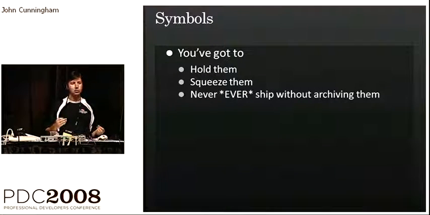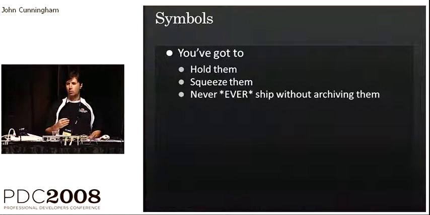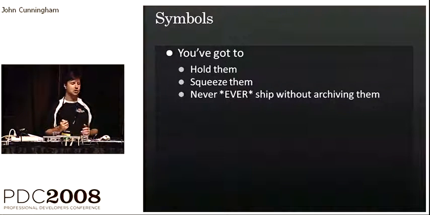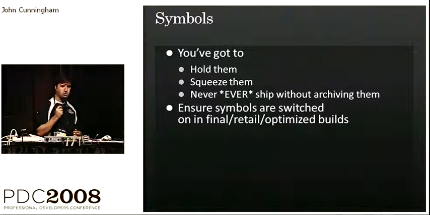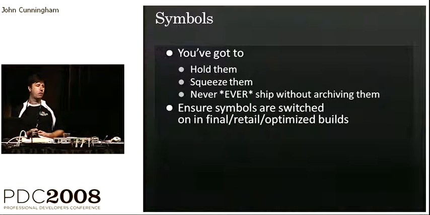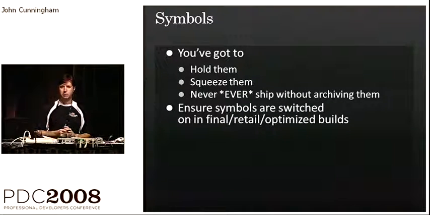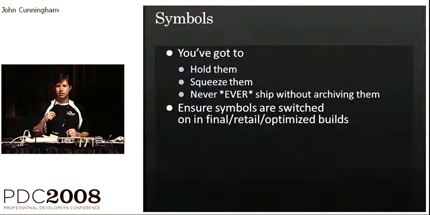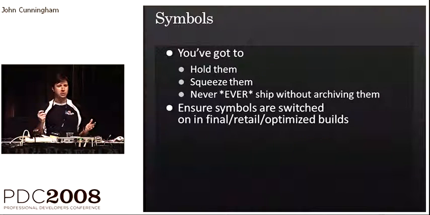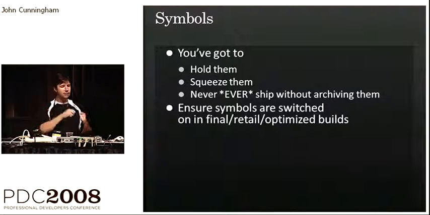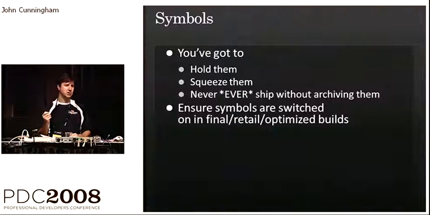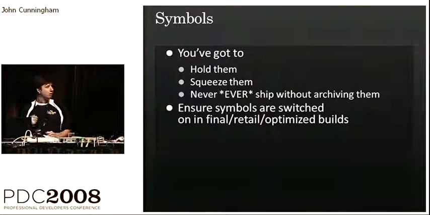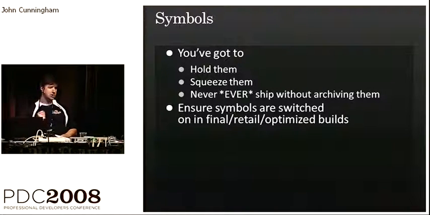If you've shipped your app and you don't have symbols for it, you're in for a world of hurt trying to diagnose any particular issue. A debugger is only as good as the symbols that you provide it. Always make sure that symbols are switched on for final and retail optimized builds. So a common complaint I get is, well, we don't want to ship the debug bits. Well, that's not really what I'm asking. Having symbolic information is not the same as not optimizing your code. So make sure that you've actually switched on symbol production.